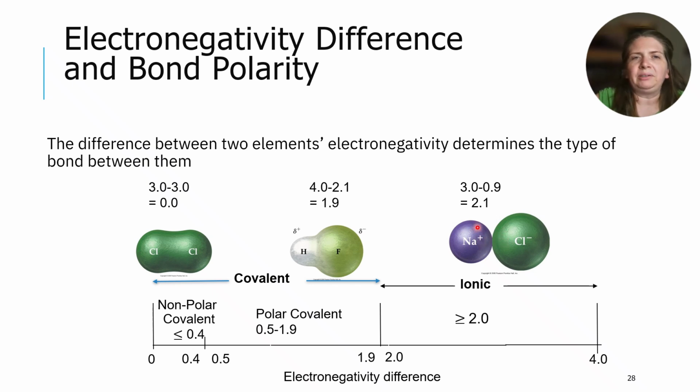If a metal bonds with a nonmetal, the electronegativity difference is often large enough for that bond to be ionic. This matches what we learned previously. Ionic bonds typically form between metals and nonmetals.